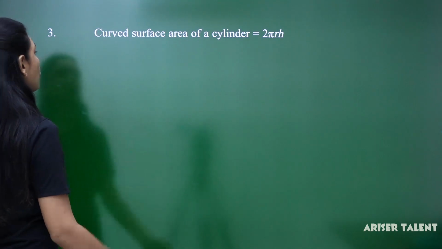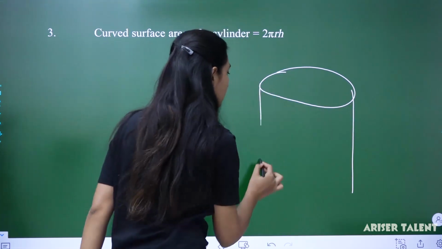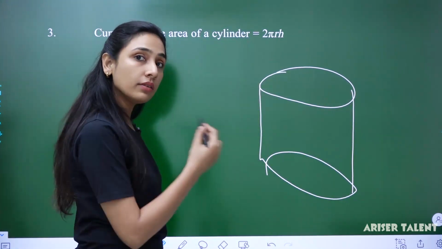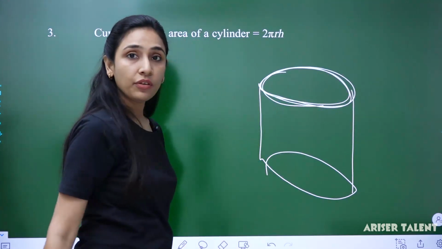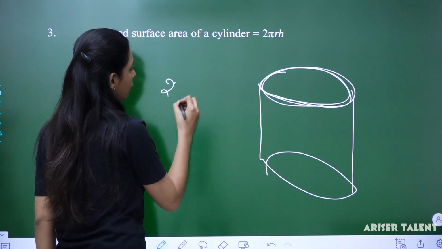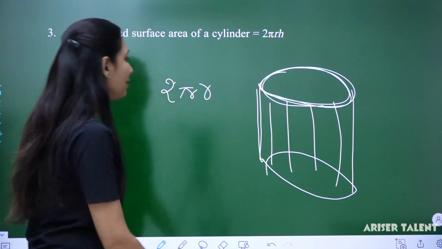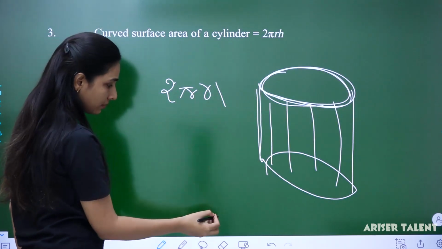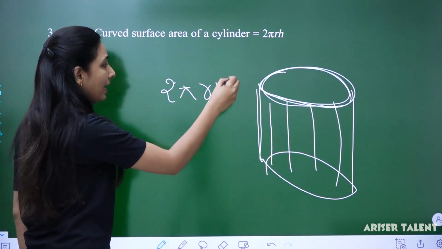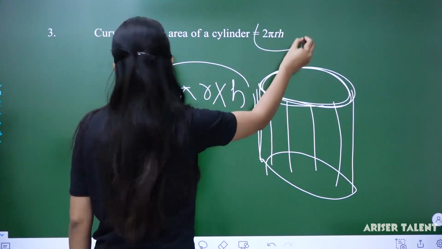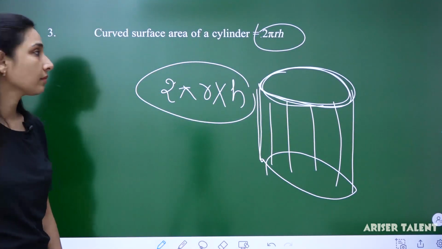The third: the curved surface area of a cylinder. In order to find the curved surface area, we take the periphery, which is 2πr. Now this height we have to cover, so multiply it by h. So 2πrh is the curved surface area of a cylinder.